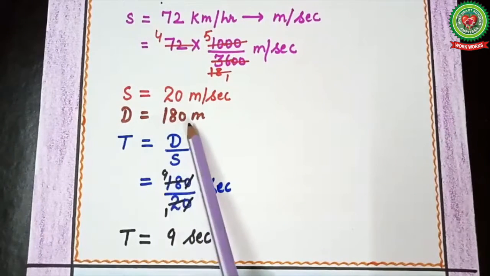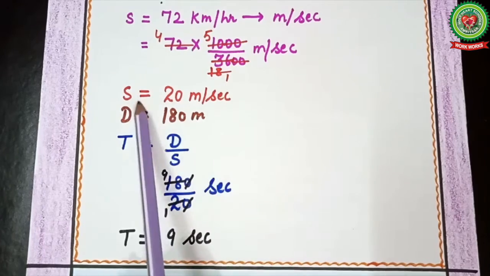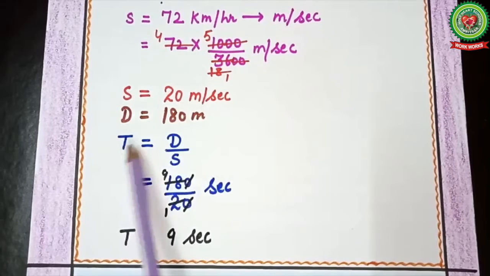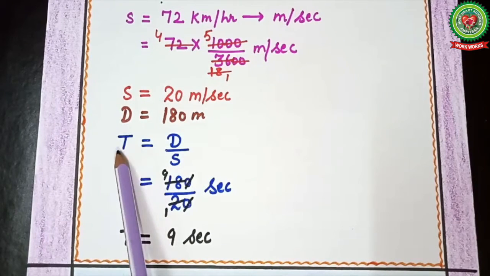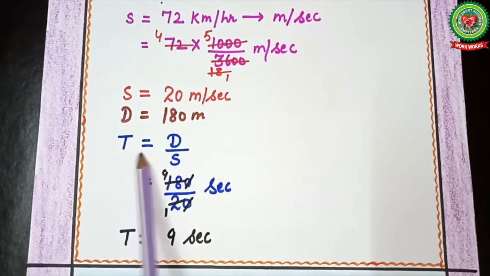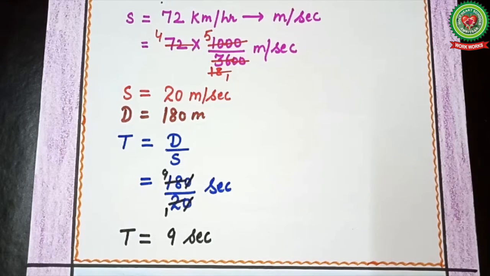Now distance is already given to you, that is 180 meters. So here the units are the same. Speed is in meters per second and distance is in meters, right? So you can have the time as distance upon speed. The unit for time will now be seconds, right? So distance upon speed, that means 180 upon 20. So 0 will be cut, 2 1s are 2, 2 9s are 18. So 9 seconds we got. So the time will be equal to 9 seconds.